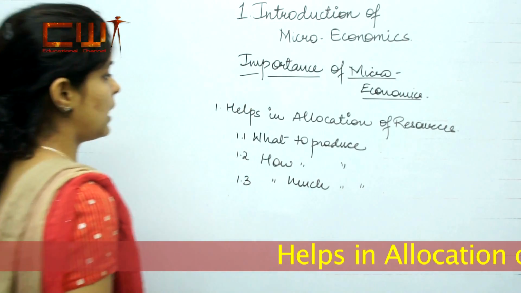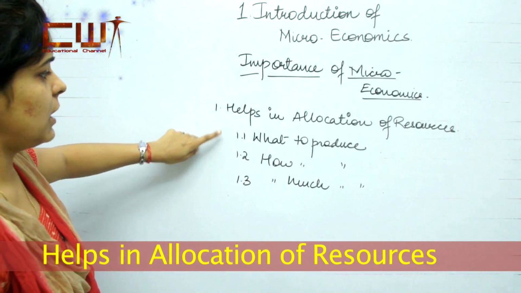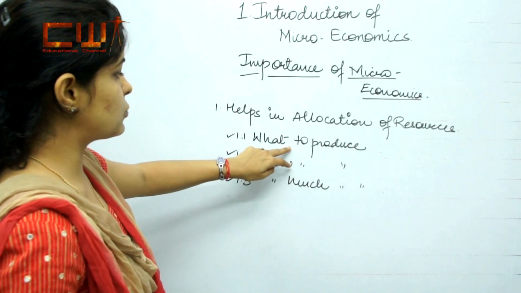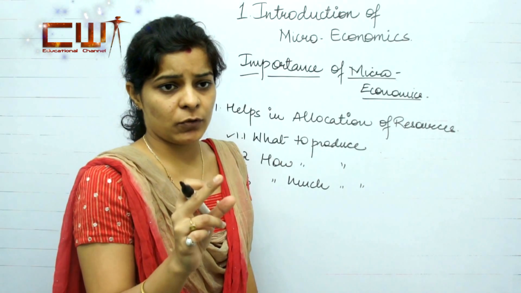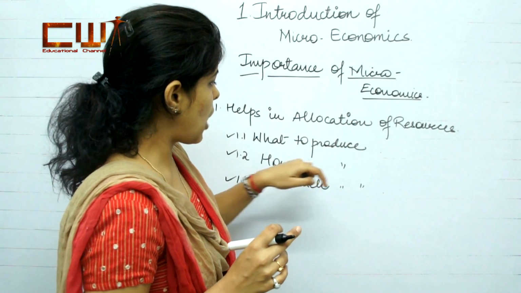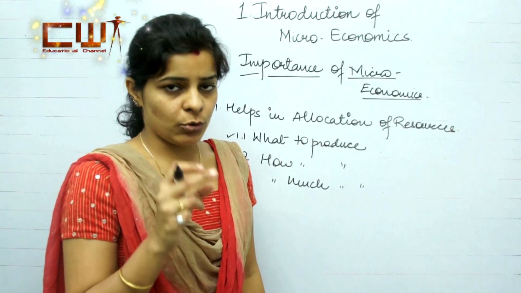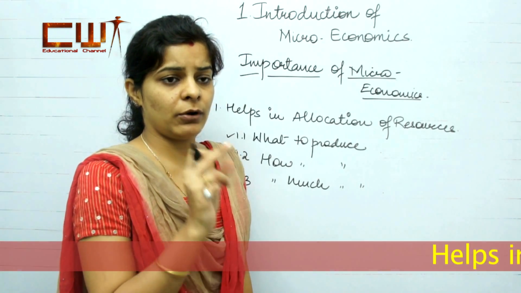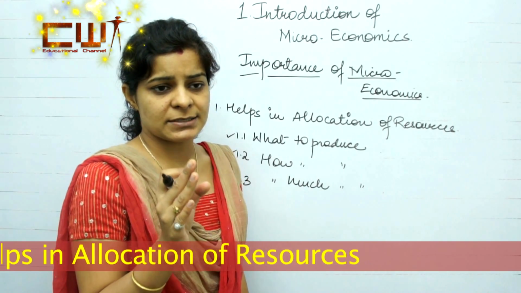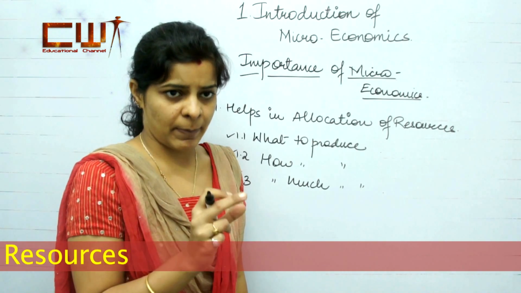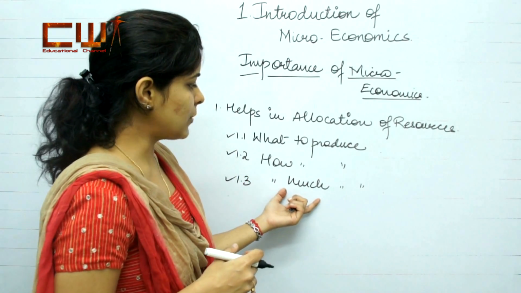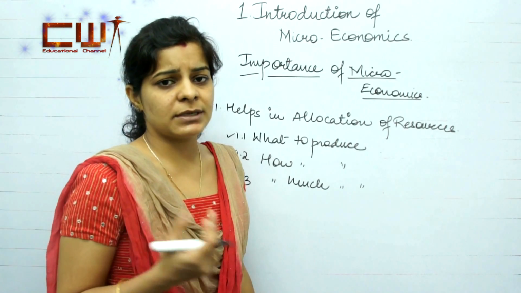You have three things that help you in the allocation: what to produce, how to produce, and how much to produce. What to produce means you will see what is the demand of the particular sector, what is the individual demand, which again means microeconomics. How to produce: you will see whether the particular unit is a labor intensive unit or a capital intensive unit. Does it have abundant resources so it can buy the capital, or does it have to take the help of the labor? How much to produce depends on the demand of the product.